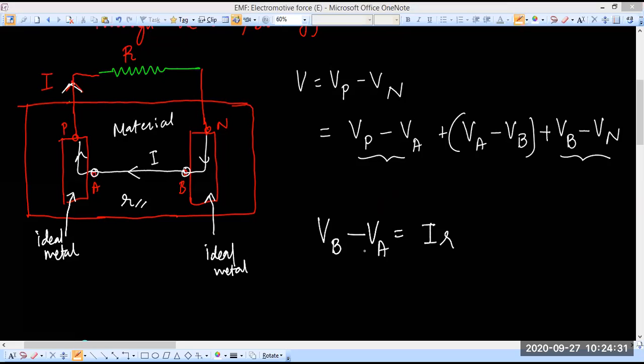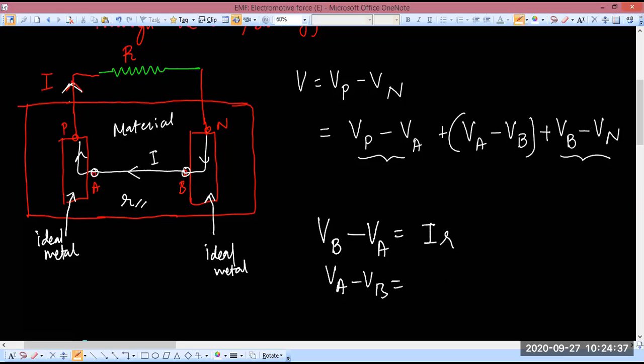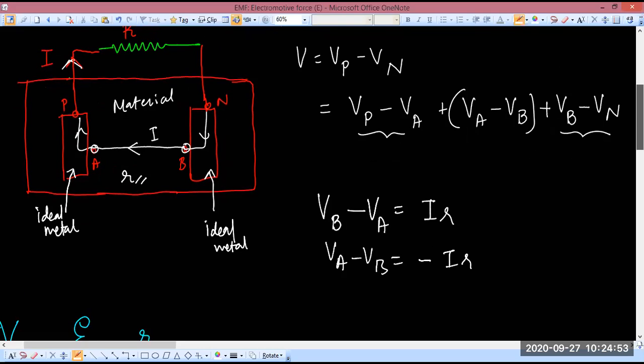See, why not Va minus Vb? I hope you realize Va minus Vb will not be Ir. This is wrong. It actually should be minus, because current is flowing from B to A. It's not flowing from A to B, it's flowing from B to A. So if we use this here, I can write this as follows.